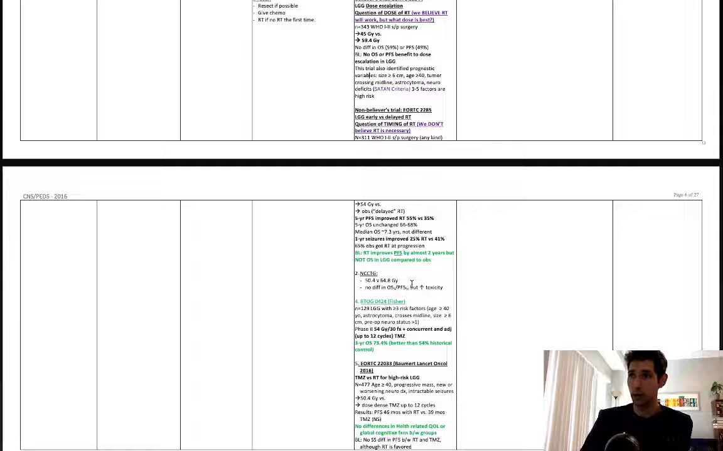Again, the risk factors are age greater than or equal to 40, astrocytoma, crosses midline, size greater than or equal to 6 centimeters, or post-op neurodeficits. Phase 2 trial looking at 54 gray in 30 fractions plus concurrent and adjuvant TMZ. 3-year overall survival was 73.4%, which is better than the 54% historical trial.